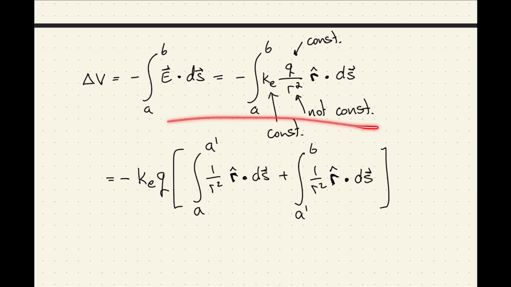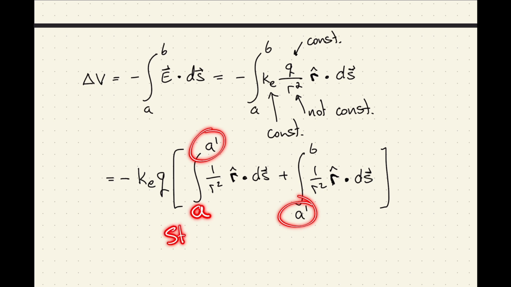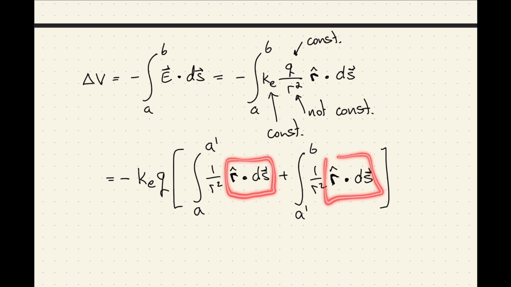So this entire thing is equivalent to the first integral I have. I just pulled out some constants, and then I'm going from here all the way to a prime, and here I'm going from a prime all the way to b. So I'm taking this middle step, a prime, but my starting point is still a, and my final ending point is still b. I have all this stuff here that I haven't worked out yet. So what are these things in the middle? Let's take a look at them one at a time.